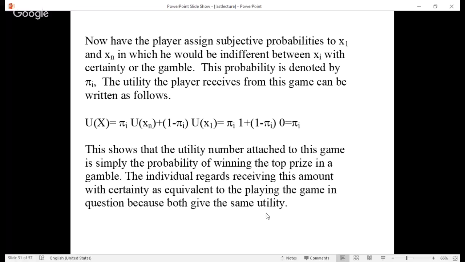Okay. So the individual regards receiving this amount with certainty as equivalent to playing the game in question because they both give the same utility.